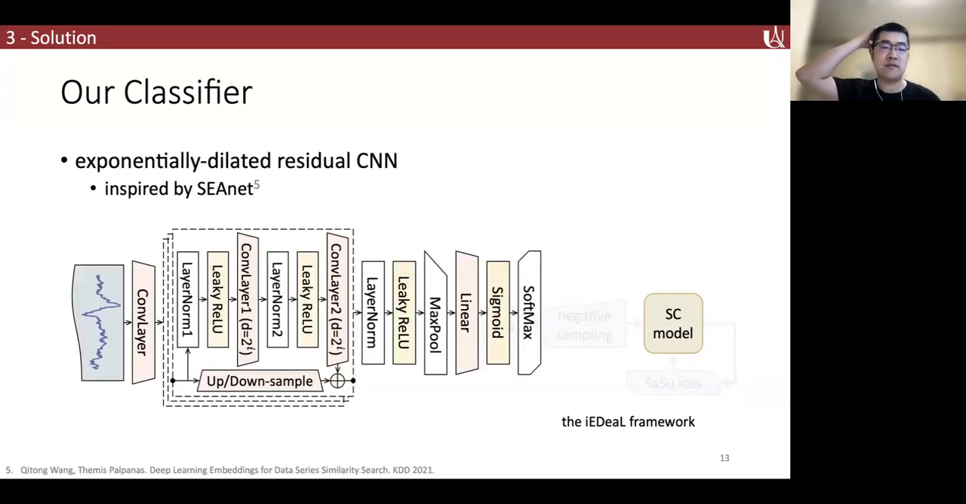We will quickly go through the elements in this framework. First, our detection model is an exponentially dilated residual convolutional network. It comes from CNET, a network that is trained on a very large dataset for learning a distance matrix for time series.